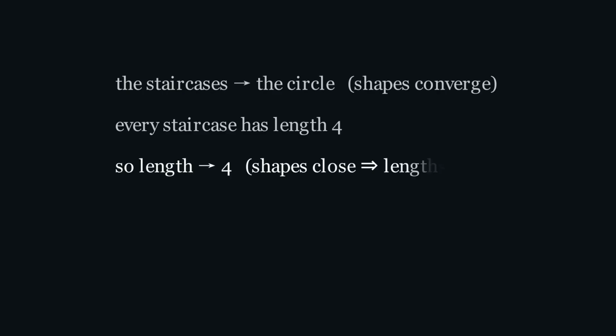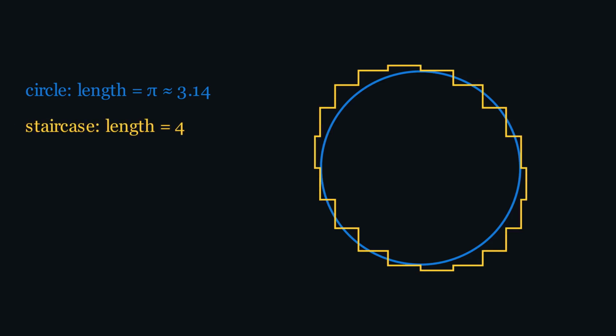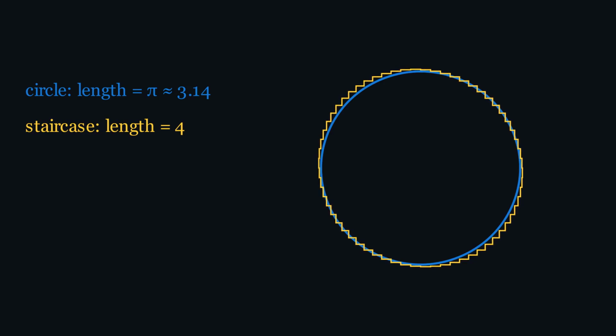Here's the lie. It's the step that feels the most obviously true. The shapes get close to the circle, so their lengths get close to the circle's length. That sentence is just false, and I know it doesn't feel false. That's why this thing has fooled people for 100 years. Two shapes can be as close together as you like, sitting right on top of each other, and still have wildly different lengths. Closeness of the shapes does not force closeness of the lengths.